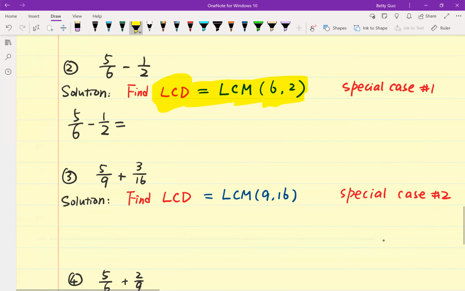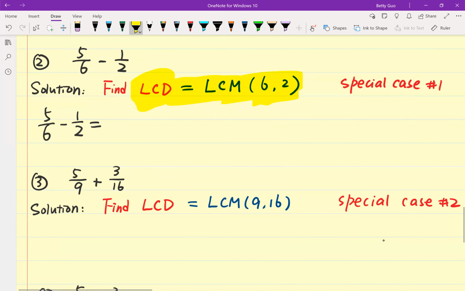Can you explain why it's 6? Look at it here, it's still there. It's because it is special case number 1, right? 2 and 6. 2 is a factor of 6. 6 is a multiple of 2. So GCF is 2, LCM is 6, right? Did we practice this before? Yeah, special case number 1. So the LCM here is 6.